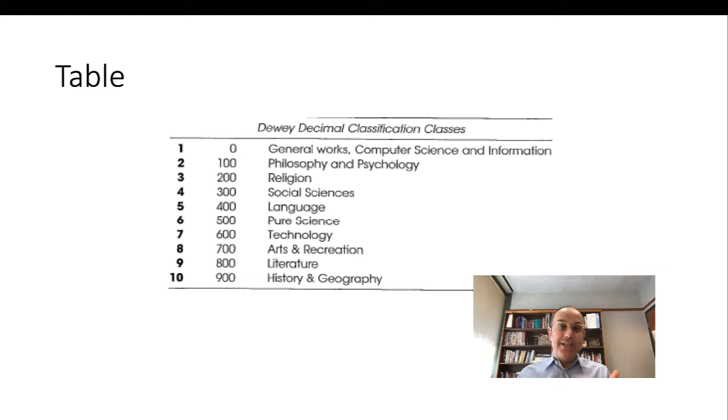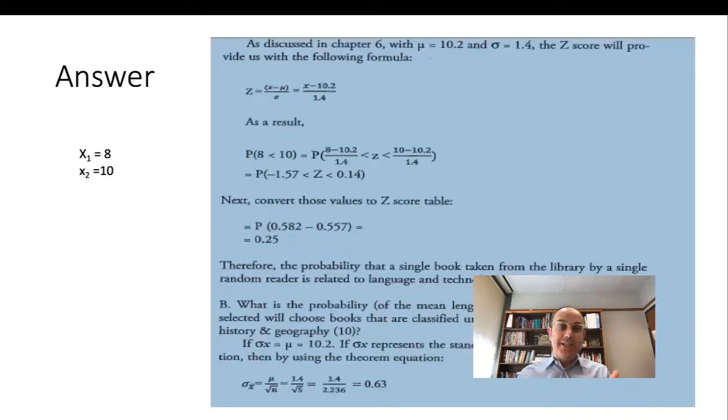For example, general 1 or 0 is general works, 2 is philosophy and psychology, 3 is religion, and so on and so on. So the answer is x1 is equal to 8, x2 is equal to 10. So the issue here, again, I remind you, is that the z-score is what we are trying to achieve. In order for us to do that, we are looking at the z-score table.